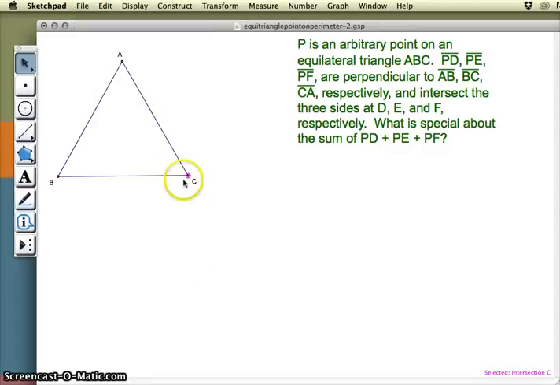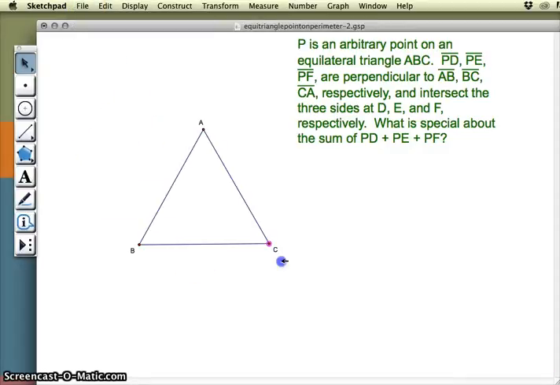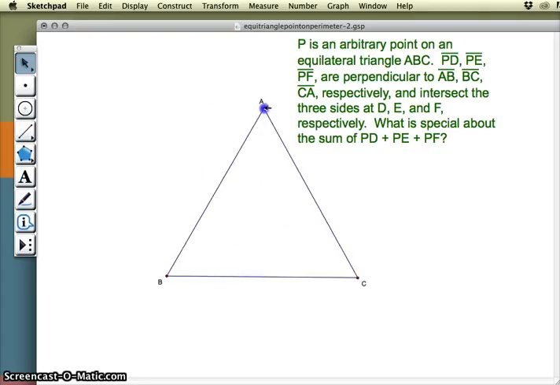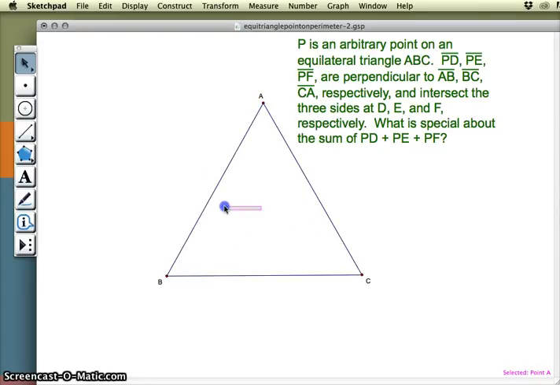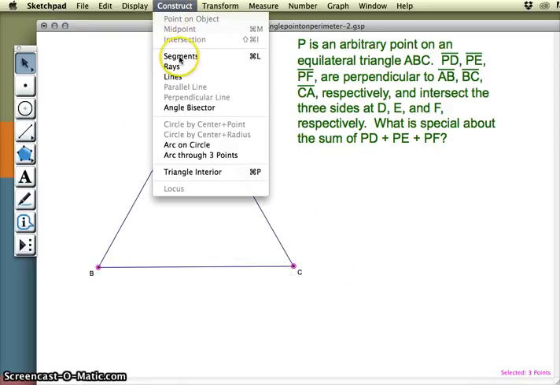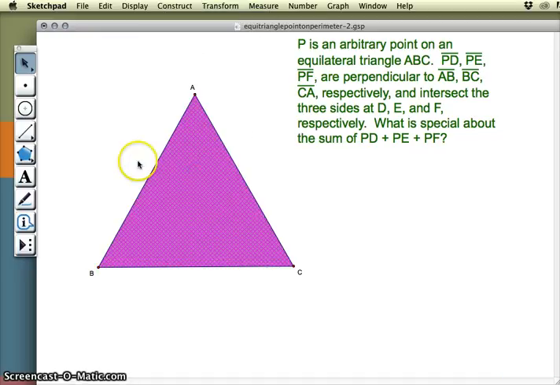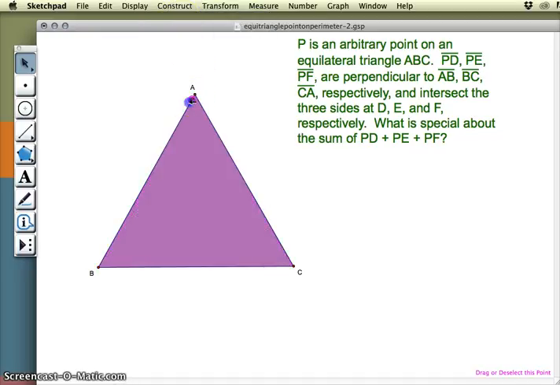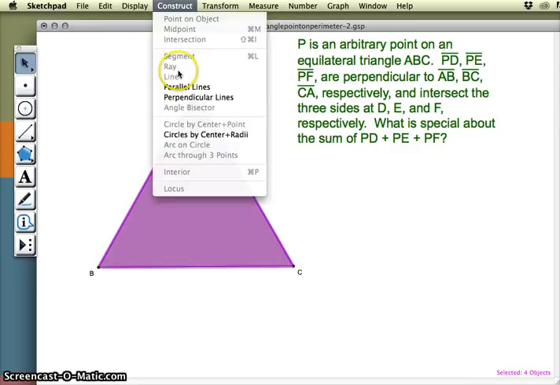All right, so the first thing that I did was I created the interior space of the triangle. Creating the interior space of the triangle allows me to select the whole triangle so I can put a point on the perimeter. Now I can create lines parallel to each of the sides through that point.